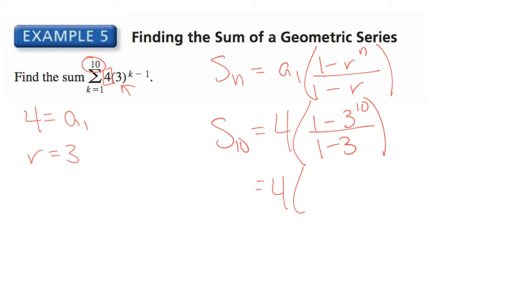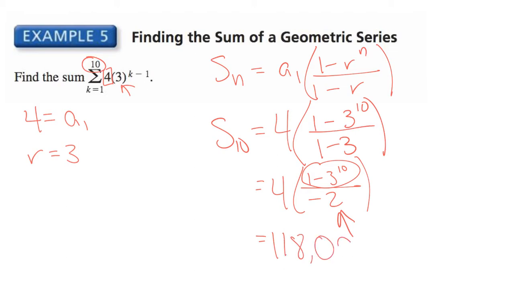That is just a very large number. So I am going to go ahead and say that this is 1 minus 3 to the 10th over negative 2. Go ahead, plug this piece into your calculator, 1 minus 3 to the 10th, divide it by 2, and then multiply it by 4. When you do that with your calculator, please go ahead and check. But you should get 118,096 for our sum of our first 10 terms.